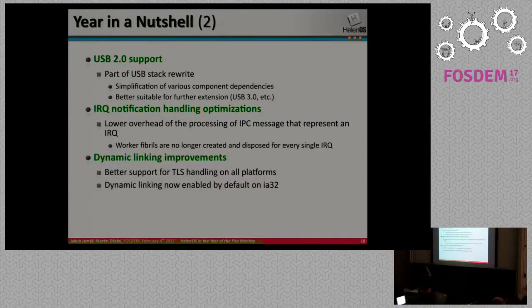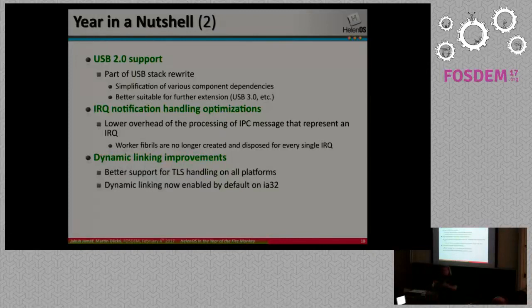We have optimized our processing of hardware interrupts in user space drivers. Originally, there might have been a large overhead if the device was generating too many interrupts in a single unit of time, because each of the interrupts was translated to an IPC message, and for each of these IPC messages a new worker fibril was always created and then disposed, which created the overhead. So now it works in a much more optimized way.